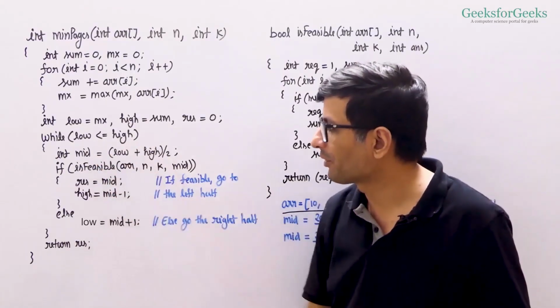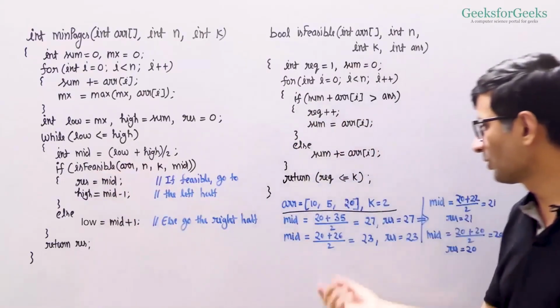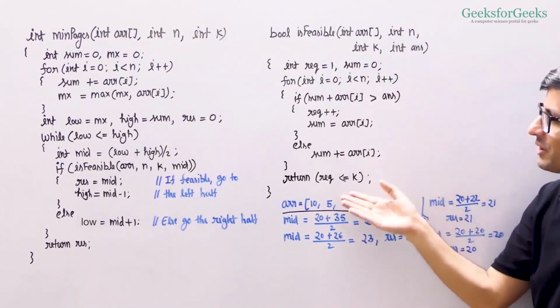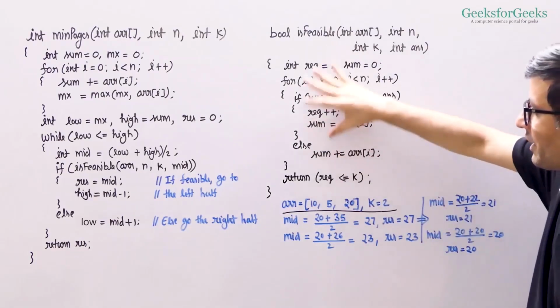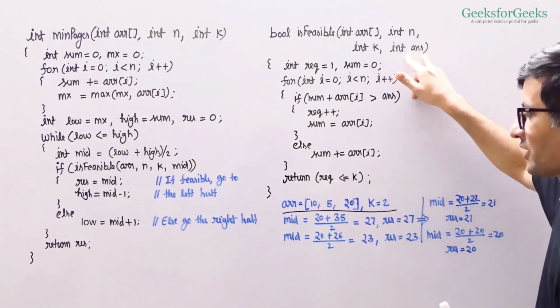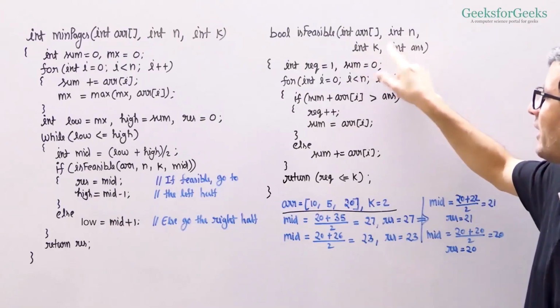We are computing the midpoint, and then we are checking if the midpoint is a feasible solution or not. So if you see this example, the midpoint turns out to be 27. We check if it is a feasible solution or not. And this is a function that checks for feasibility. And how does it work? It takes an answer as an input. We are passing mid here, which is taken as an answer. Takes ARR, N and K.